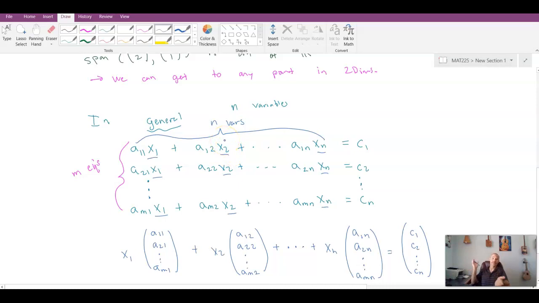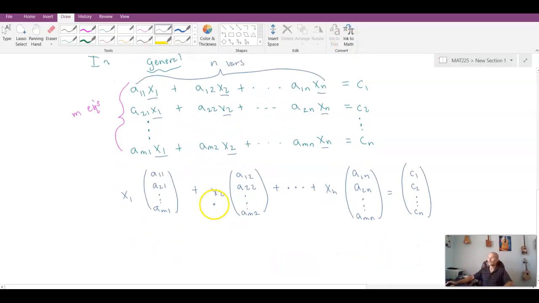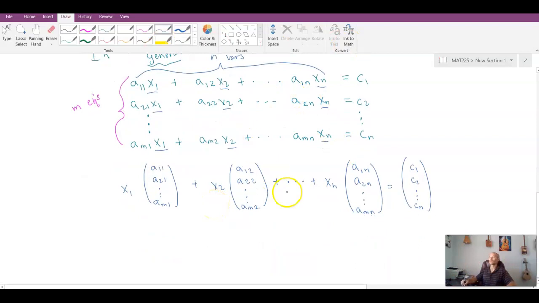Is it possible that m equals n? Absolutely. In some contexts, you have just as many equations as you do variables. But the way we're writing this is to make it general, meaning that this is going to apply to every situation. Any situation that we can encounter can be represented by this generalization.